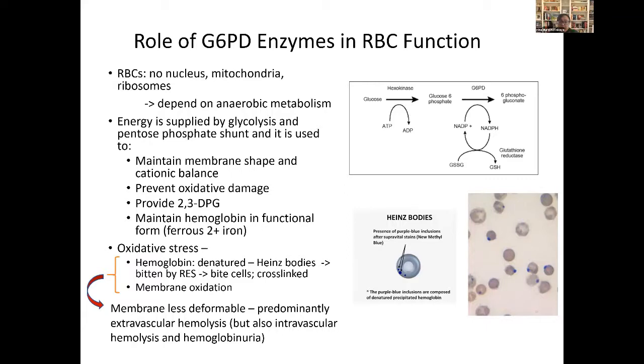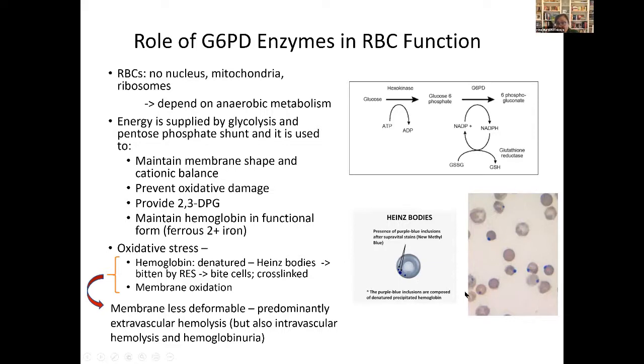When the red cell gets stressed from some kind of oxidative stress, the hemoglobin gets denatured, and you form these little dots here, which are called the Heinz bodies, which then are removed by the reticuloendothelial system.